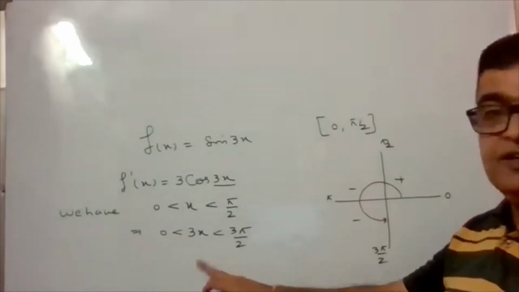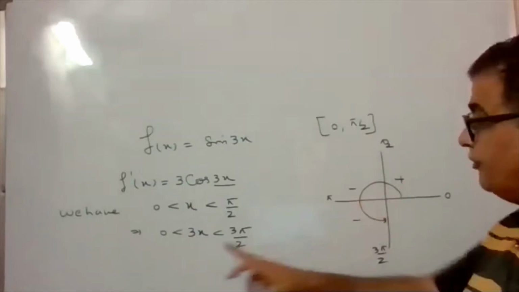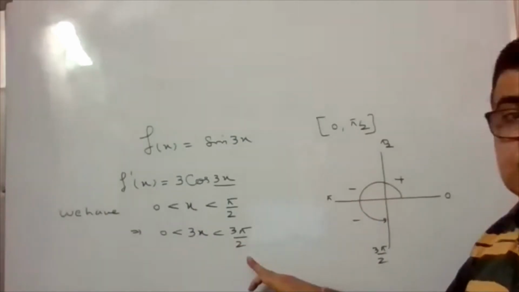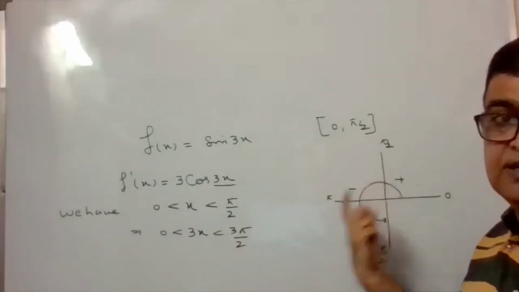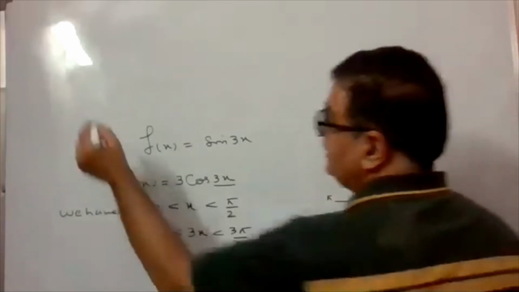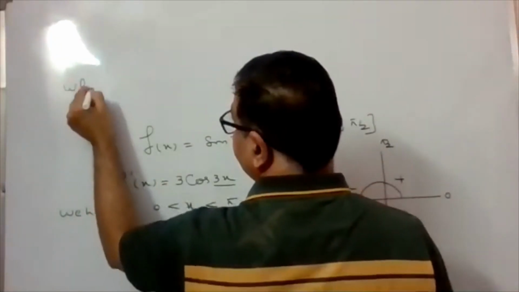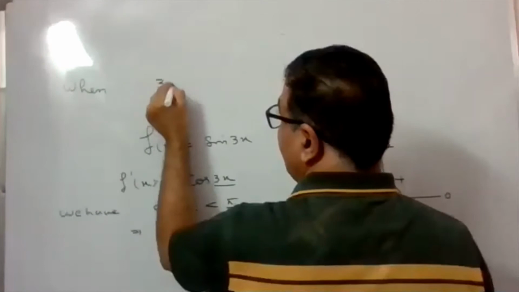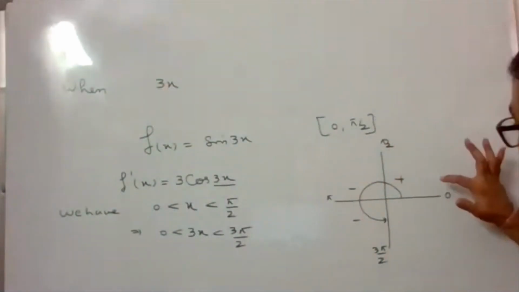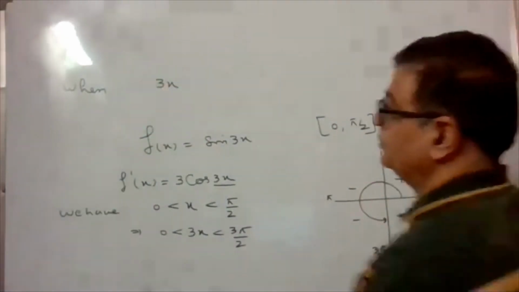So after writing this, now I'll divide this whole interval. 3x goes from 0 to 3 pi by 2. So we will take first the positive interval, then we'll take the negative interval. So I start this way. When 3x is between 0 and pi by 2.